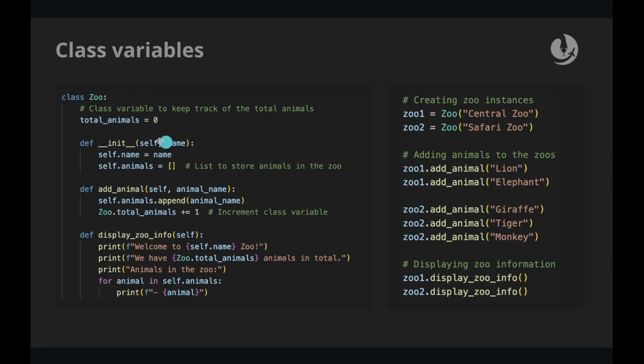Here we have the state of the object. And if we have 2 animals in Central Zoo, this is related to self animals. So the state of Central Zoo will have, if we take a look at the animals list, lion and elephant. In the Safari Zoo, we will have, over here in the Safari Zoo animals list, giraffe, tiger, and monkey. But all together, the total animals will be equal to 5.